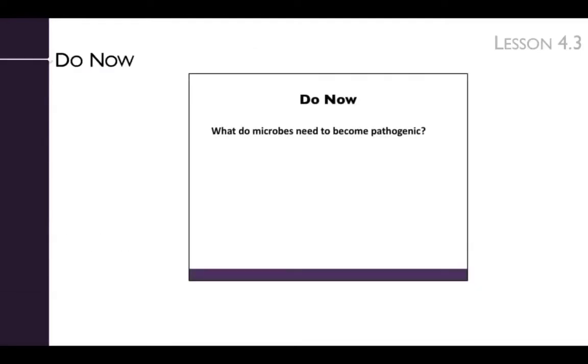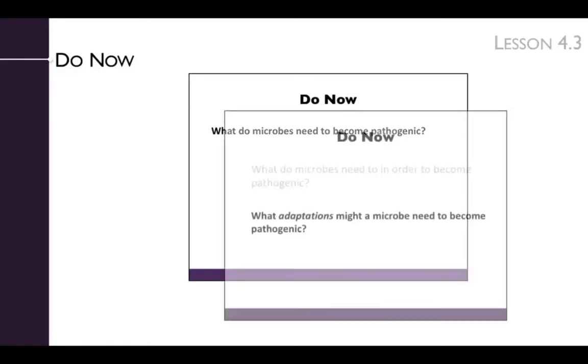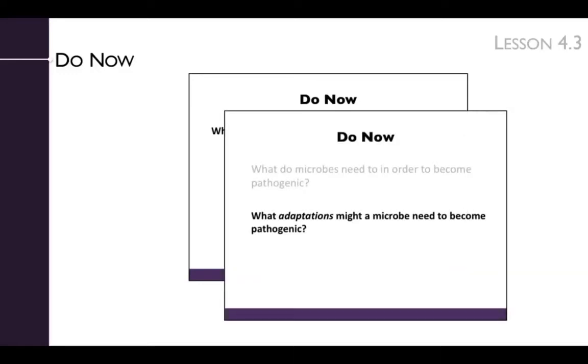The do now begins by having the students consider what microbes need to become pathogenic. As we have seen throughout the course, microbes that are pathogenic have tools to overcome immune barriers. Before proceeding to the adaptation auction, take a few minutes to review the bacterial structures introduced in Unit 1, Lesson 3.